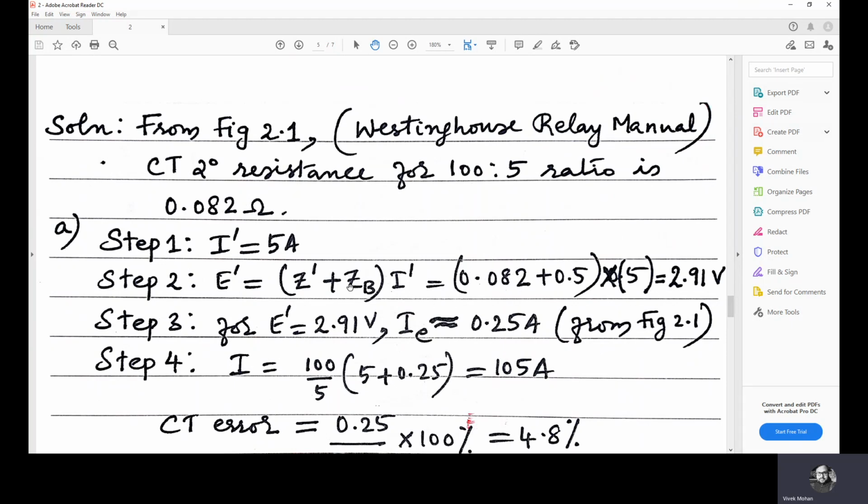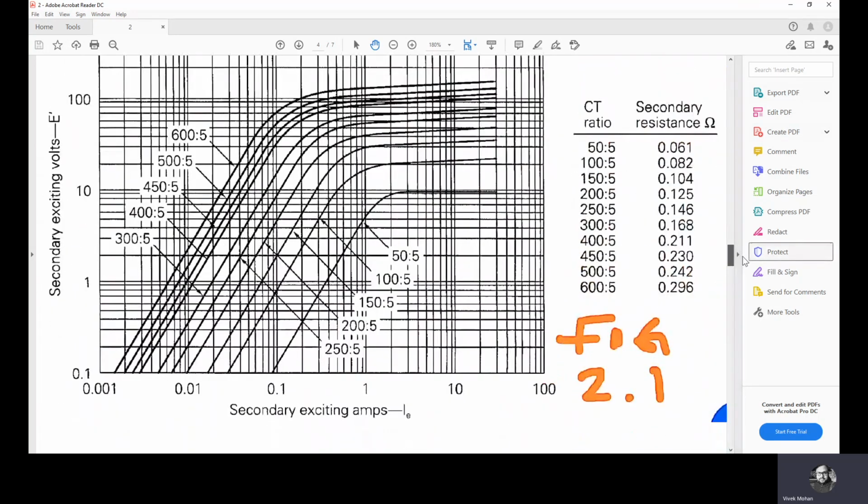Now, I dash equals 5 amps. It is given. E dash equals Z dash plus ZB into I dash. The total impedance into I dash, which is E dash. So 0.582 into 5 amps is equal to 2.91 volts. Now you know the value of E dash. The corresponding IE, or the excitation current, can be found out from the plot for 2.91.